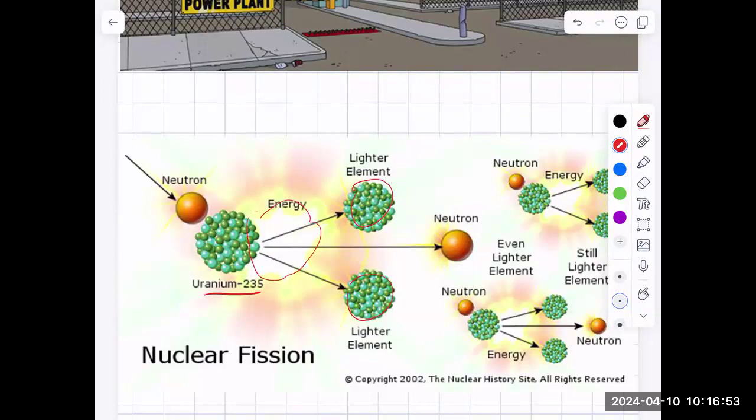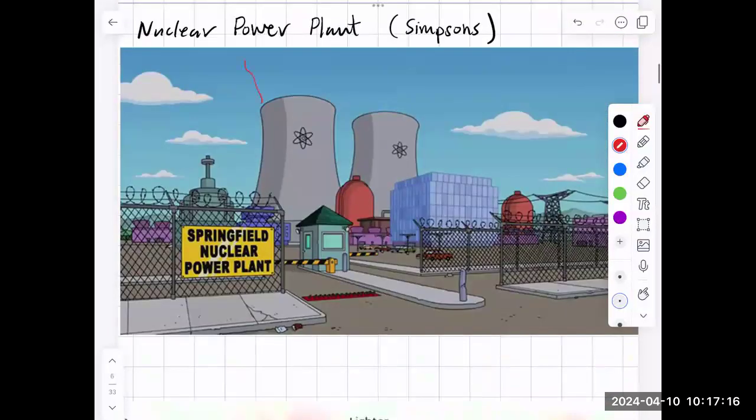So additional neutrons can come and hit these lighter elements, and there's further splitting. And every time you split these atoms, a lot of energy is released, and that energy is used to heat the water. So the waste in a nuclear power plant, all of this stuff that comes out of here, is just used steam, hot water.